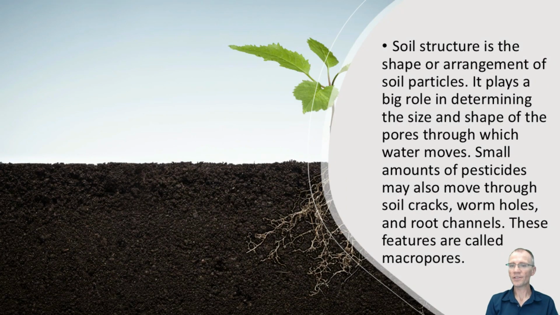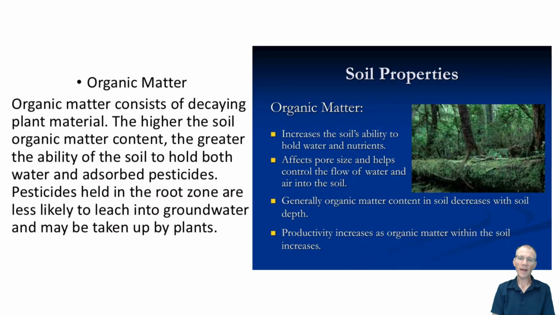Soil structure is the shape or arrangement of soil particles. It plays a big role in determining the size and shape of the pores through which water moves. Small amounts of pesticides may also move through soil cracks, wormholes, and root channels. These features are called macropores. Let's talk about organic matter.